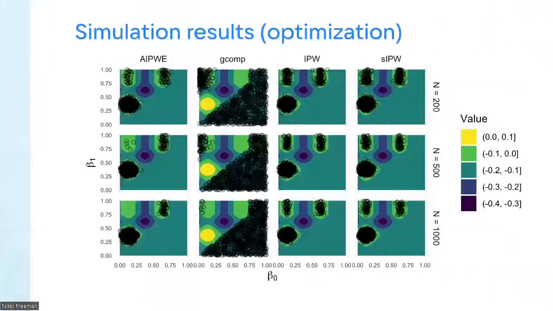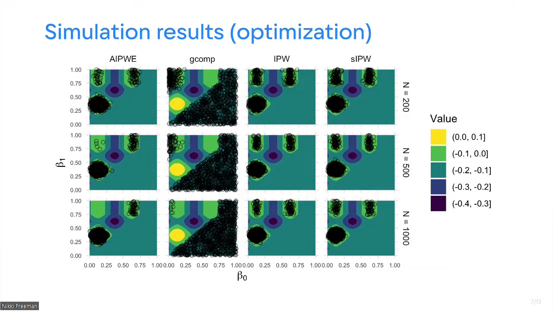And then in the simulation, what we do is we use AIPWE, G computation, IPW, and stabilized IPW to estimate treatment rules. And then we estimate the values of those rules. And then, we find those treatment rules and we plot them on top of the picture I just showed you. Okay, so we really want rules that are picking optimal beta naught and beta 1.